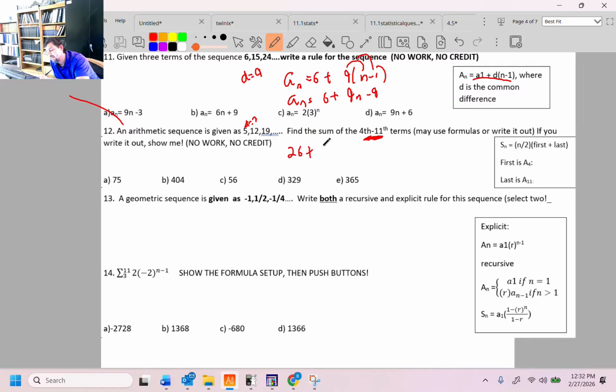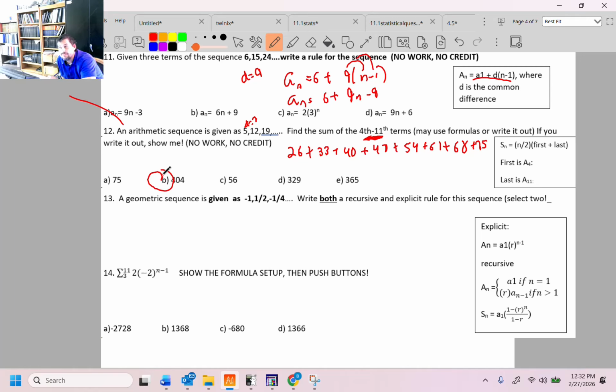If I add 7, I'm sitting at 33. If I add 7, I'm at 40, 47, 54, 61, 68. Let's see, 4, 5, 6, 7, 8, 9, 10. I need the 11th term. And then I have 75. And if I just do this, I get 404.